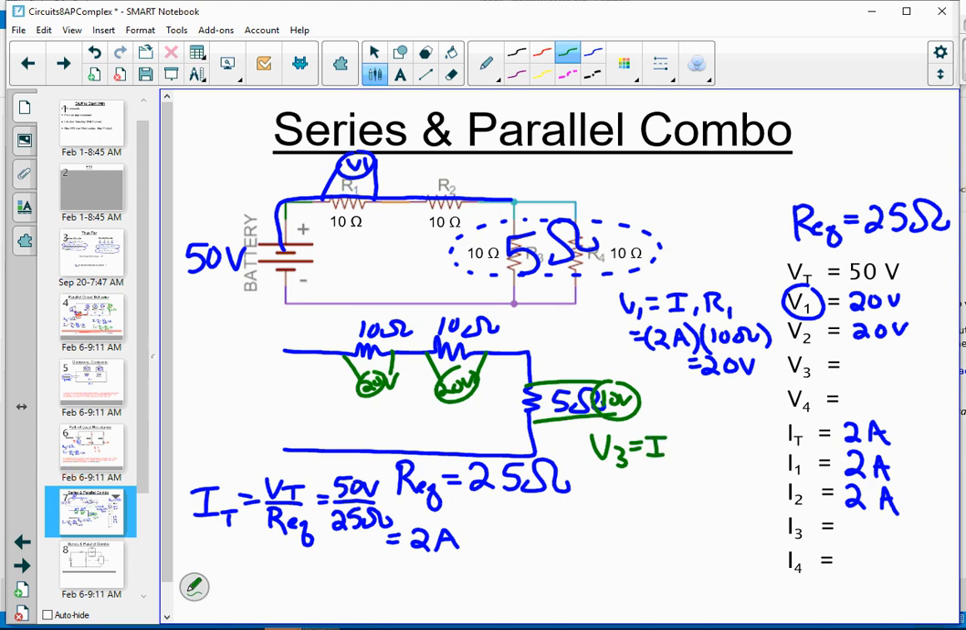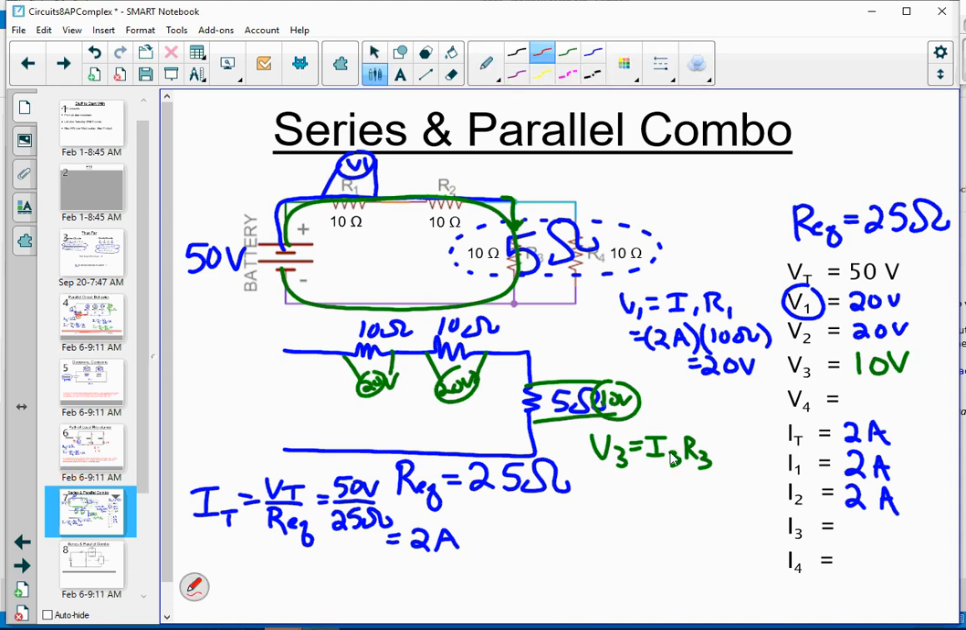So for V3, we can do I3 R3, but we don't really need to do that. And plus, we don't really know what I3 is going to be yet, taking that branch. But what we do know is around any given closed loop, you have to lose all of the potential difference. So if we have 50 volts to start and we lose 20 and 20 at the two 10 ohm resistors, that gives us 10 left if we take this inside green loop. So I'm going to put 10 volts as the drop across the third resistor.